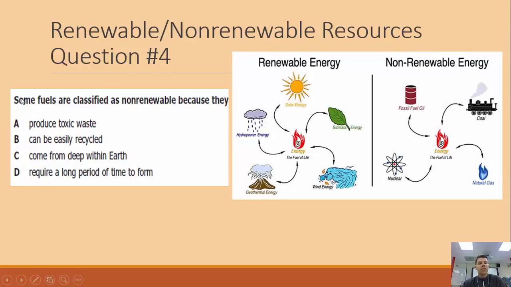Some fuels are classified as non-renewable because they produce toxic waste. That's not why they're non-renewable. Can be easily recycled. That's the opposite here of non-renewable. Come from deep within the earth. Nope, that's a renewable source, geothermal. Required a long period of time to form. That's why they're non-renewable. D, because they take a long time to form again.